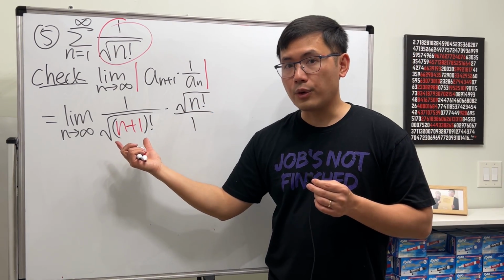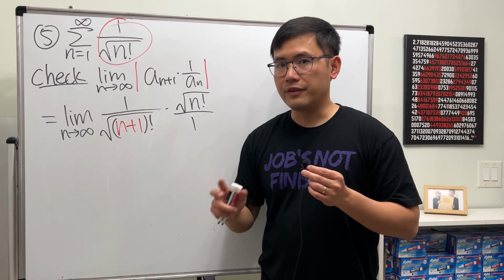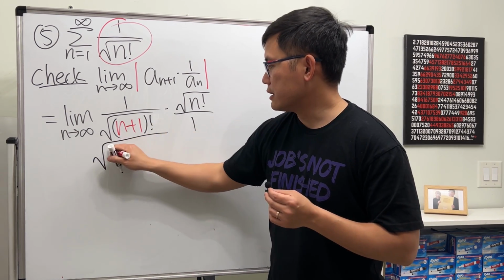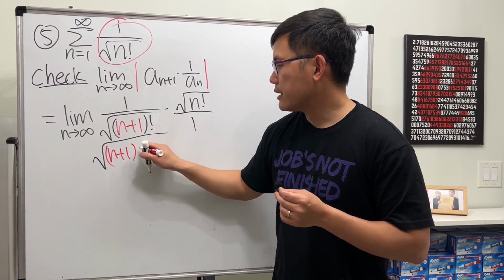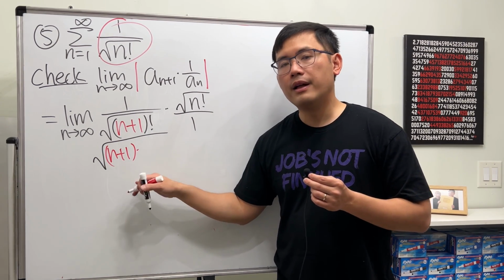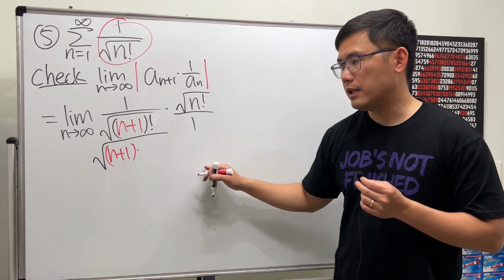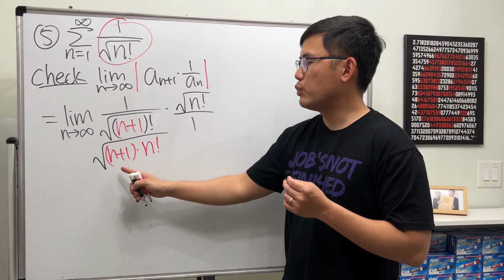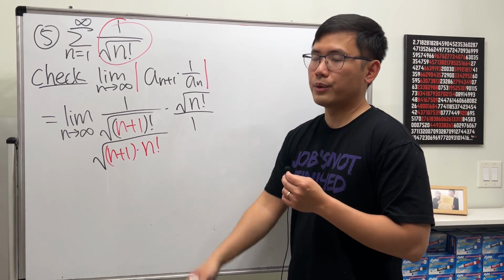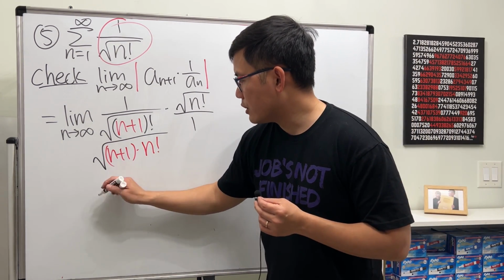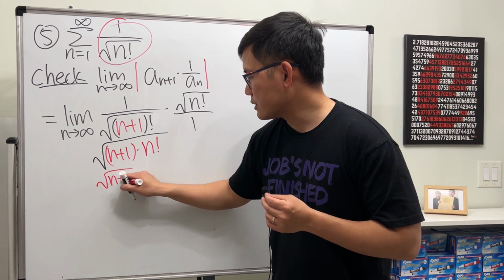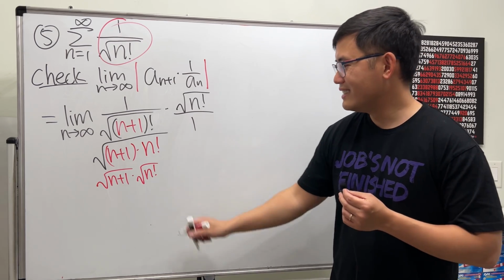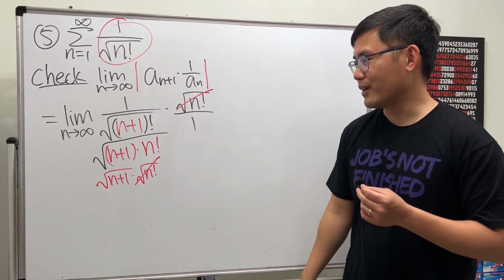Now break down the bigger factorial. But this time though, they are still inside of the square root. So we are looking at square root. This is n plus 1 times the next term, which is n, times the next term, which is n minus 1, and so on, which is just n factorial. N plus 1 factorial equals n plus 1 times n factorial. And this right here is just the same as square root of n plus 1 times square root of n factorial. And you know, this and that can cancel.